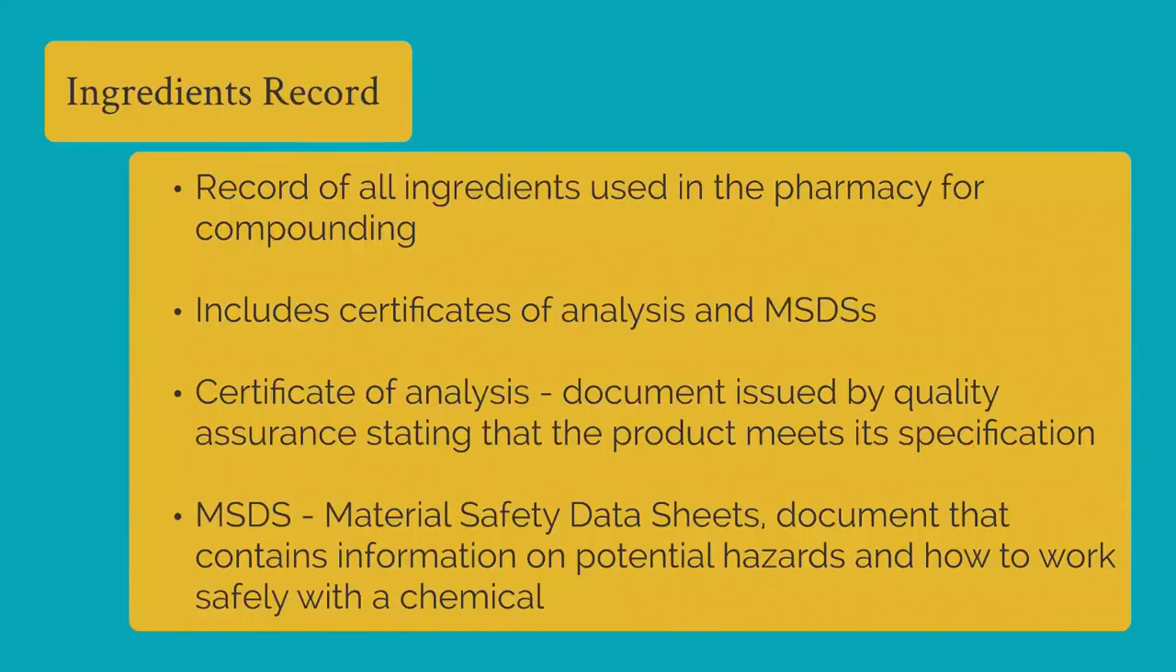The Material Safety Data Sheet, or MSDS, on the other hand, is a document that contains information on potential hazards and how to work safely with a chemical. So this sheet is going to tell you what to do if your eyes are exposed, if your skin is exposed, how to handle it, whether something is flammable, all of those details. And you should keep both of these documents for every ingredient that you're compounding with in a binder or an electronic file together for your retention.